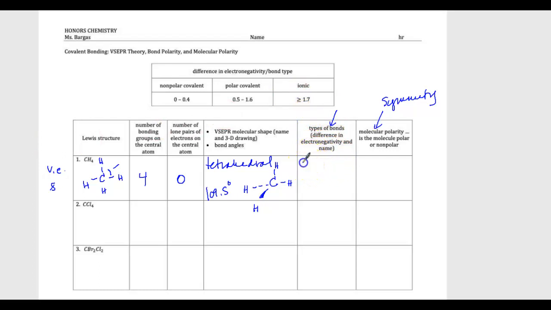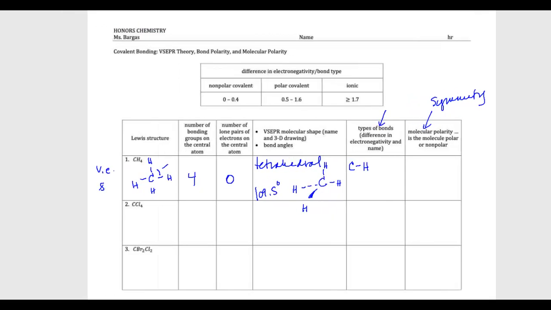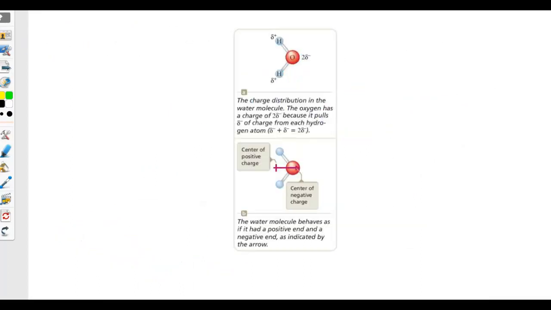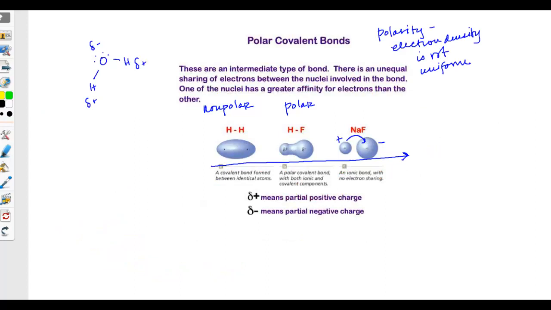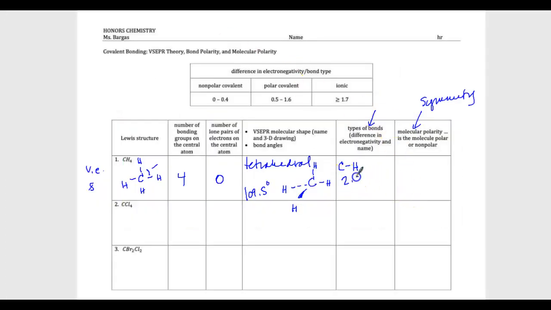We only have one type of bond. We have a carbon-hydrogen bond. I would go back and find the electronegativities for both elements in the bond, by the way, in the class notes right there. Let's see, carbon is 2.5, hydrogen is 2.1. 2.5 minus 2.1 is 0.4.